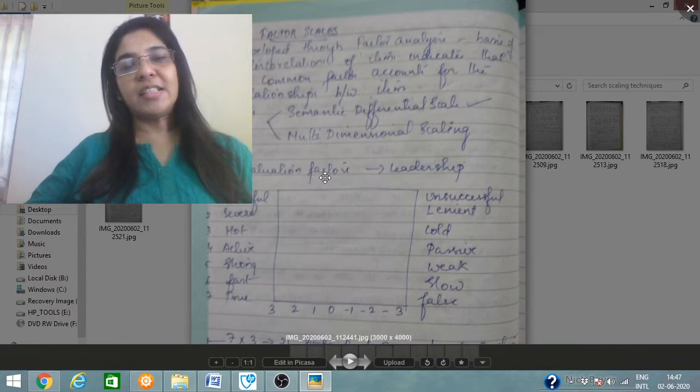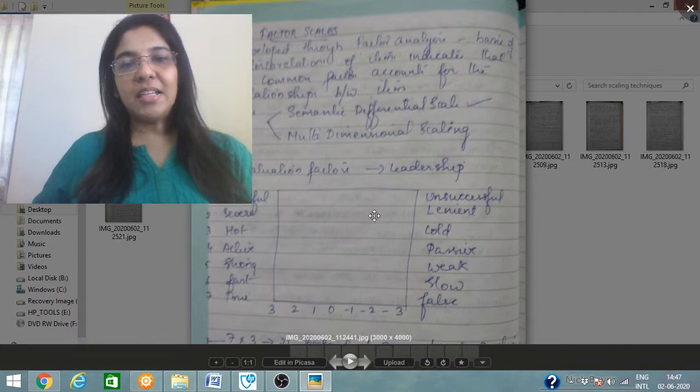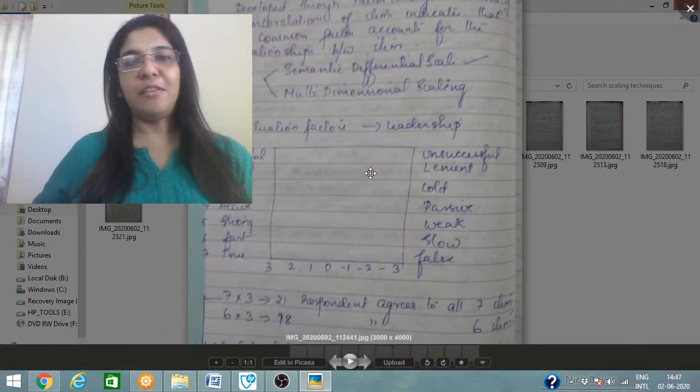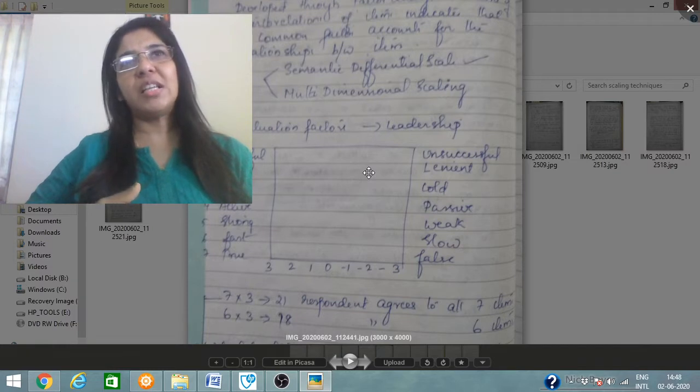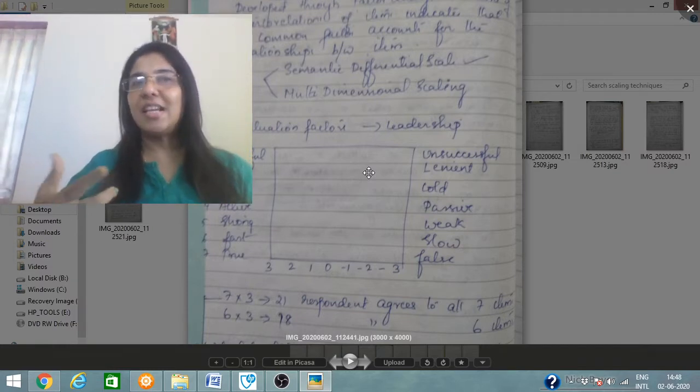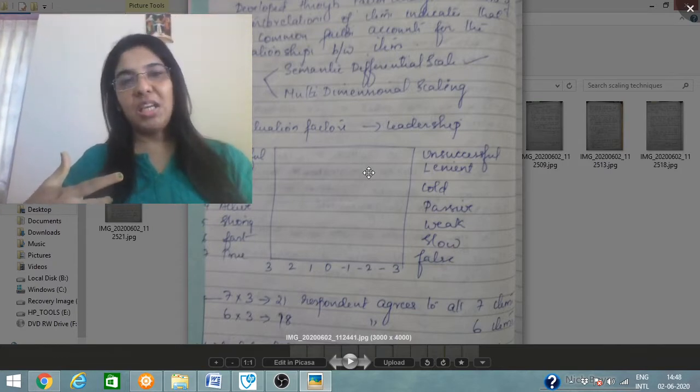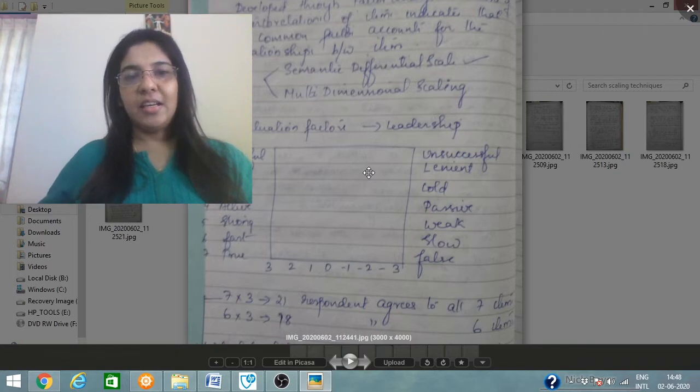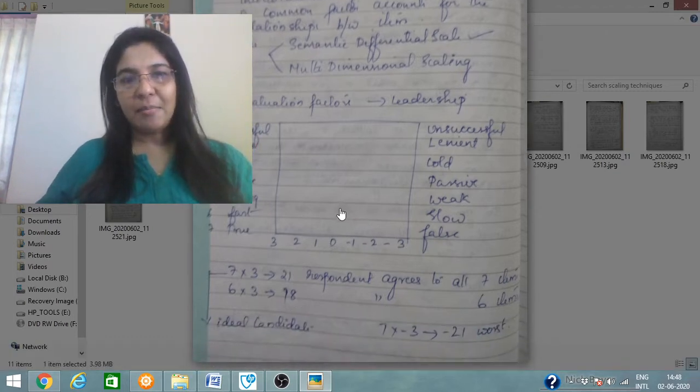When it comes to factor scales, there are two different types of scales: semantic differential scale and multi-dimensional scaling. You might have heard this in marketing as MDS, multi-dimensional scaling. These scales are commonly used in the marketing area. Coming to the semantic differential scale, I have made an example.